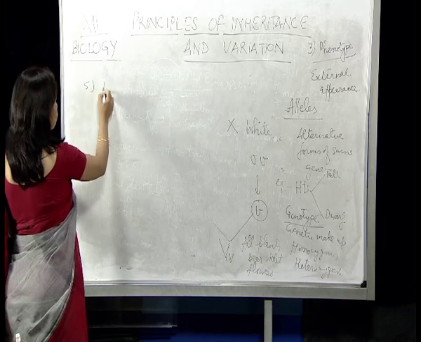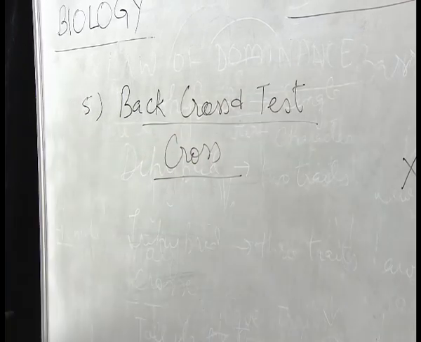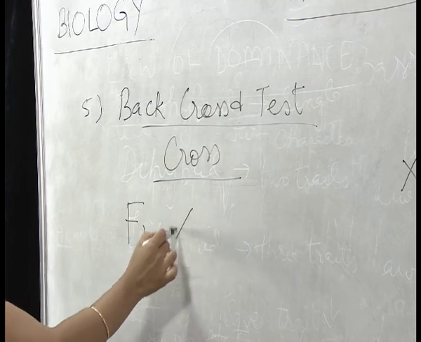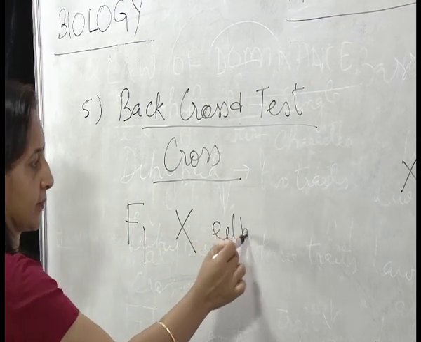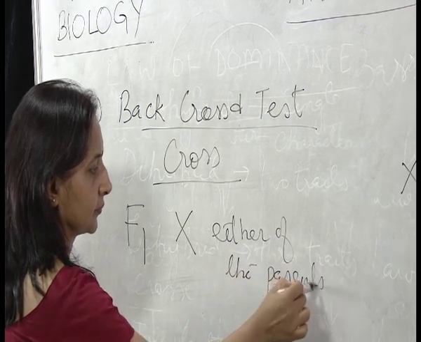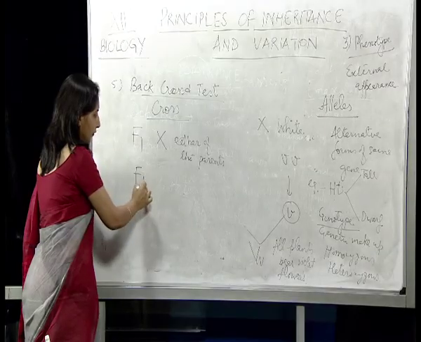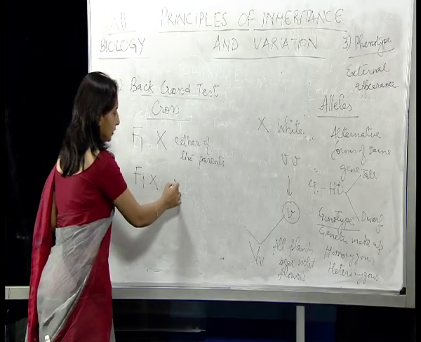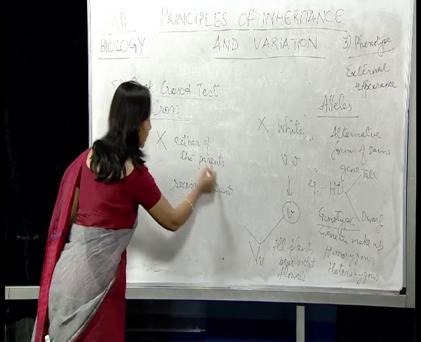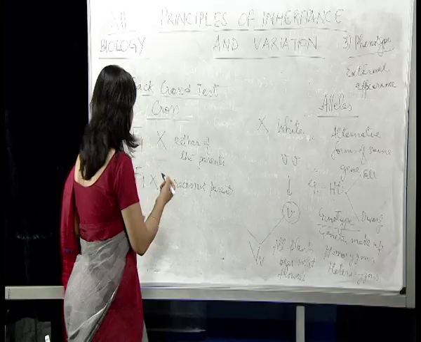Next terminology is back cross and test cross. If we have F1 hybrid, F1 stands for first generation, we cross it with either of the parents. This is known as back cross. If the first generation is crossed very specifically with the recessive parent, it is known as test cross. We can understand this with the help of an example.